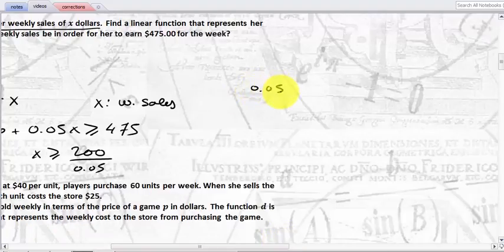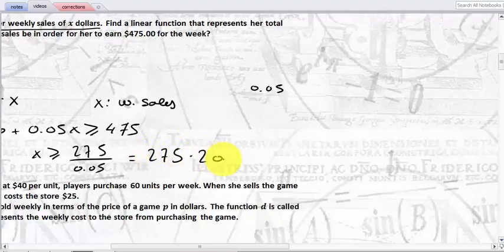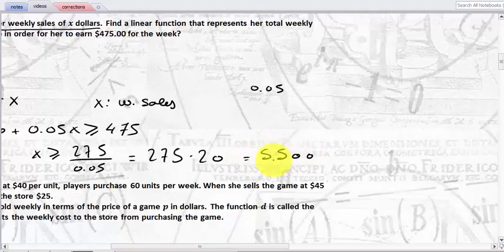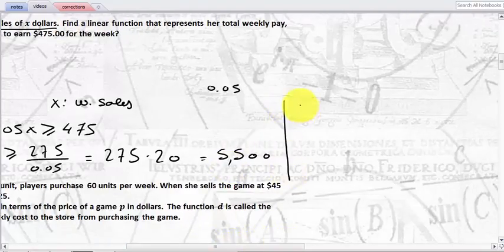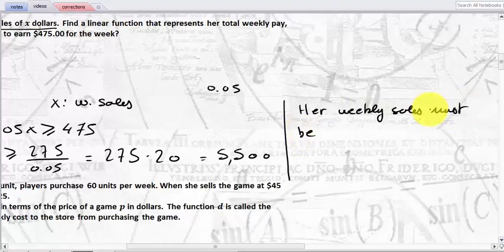0.05 is 5 over 100, which is 1/20th. So you multiply 275 by 20. 275 times 2, 550 times 10, 5,500, sorry. Please do not forget to answer with a sentence. So her weekly sales must be at least $5,500. Okay, here we go. That's it. Good.